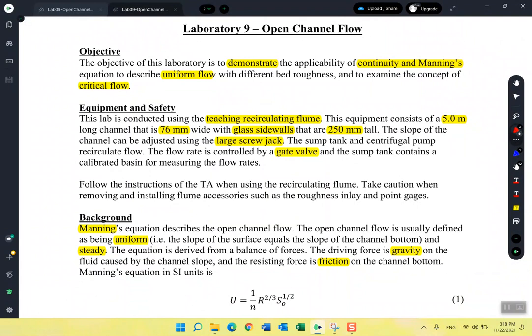And there is a main component that we are going to use a lot during this experiment, which is the screw jack, which we are going to use to modify the slope of the flume.